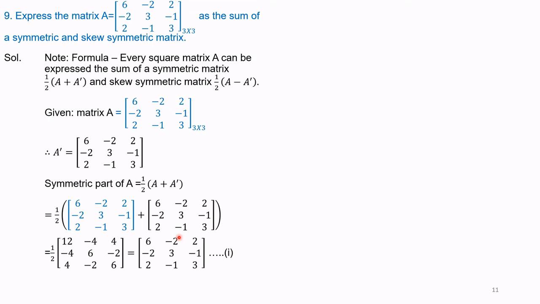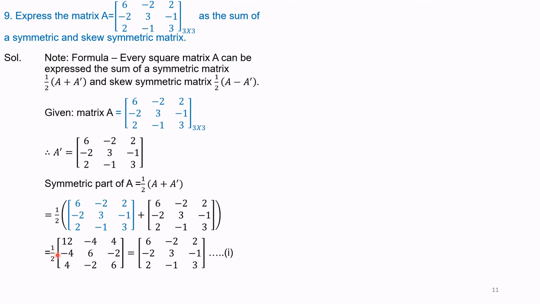So, combining, we get half of: 6 plus 6 is 12. Minus 2 plus minus 2 is minus 4. 2 plus 2 is 4. Minus 2 minus 2 is minus 4. 3 plus 3 is 6. Minus 1 minus 1 is minus 2. 2 plus 2 is 4. Minus 1 minus 1 is minus 2. 3 plus 3 is 6.